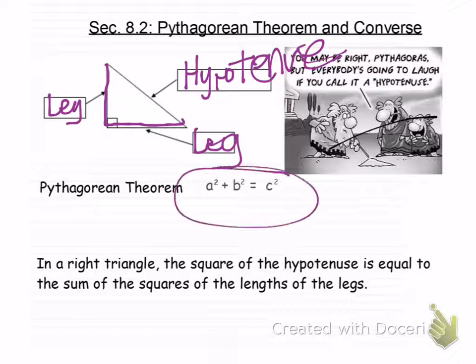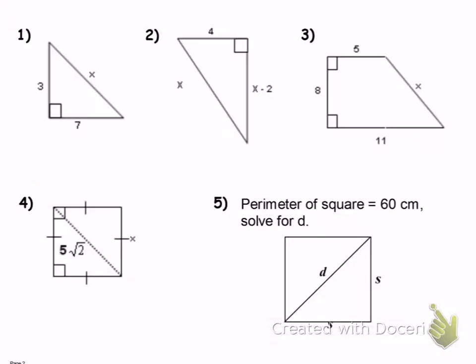Okay, so here's our Pythagorean theorem. A squared plus b squared equals c squared. Pretty straightforward. It gets a little more complicated when you end up having x's and radicals. So this says in a right triangle, the square of the hypotenuse is equal to the sum of the squares of the lengths of the legs. So that is where the Pythagorean theorem comes from. All right, so we're just going to do these examples together.